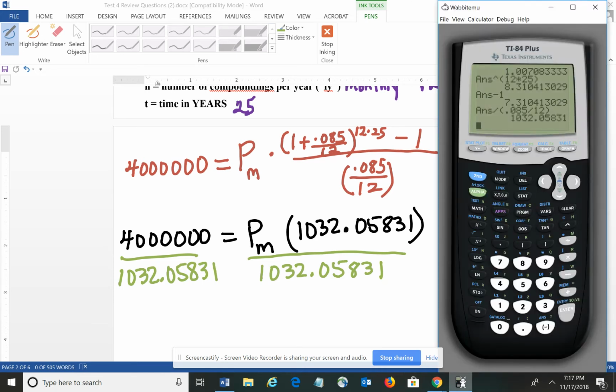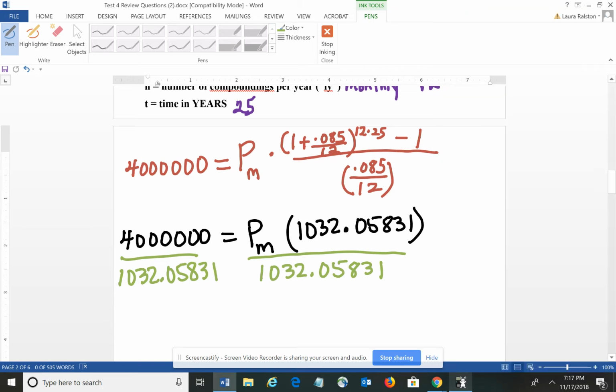Okay, so I have 4 million divided by 1,032.05831. And so I end up with 3,875.75, because we're talking about money. We use 2 decimal places. And so Carl should deposit $3,875.75 per month in order to end up with $4 million in his 401k in 25 years.